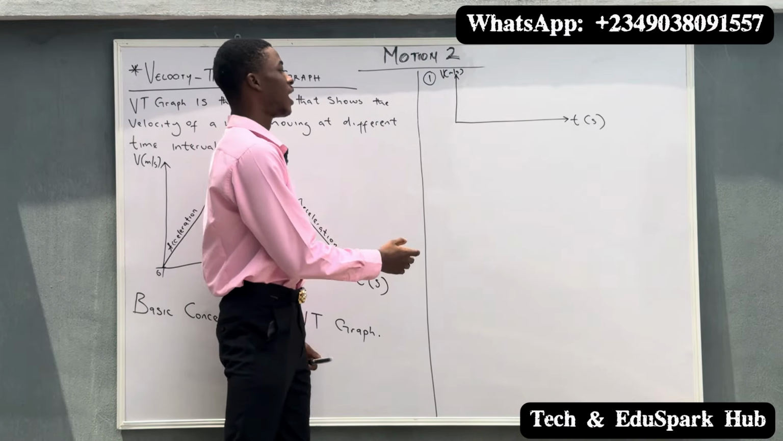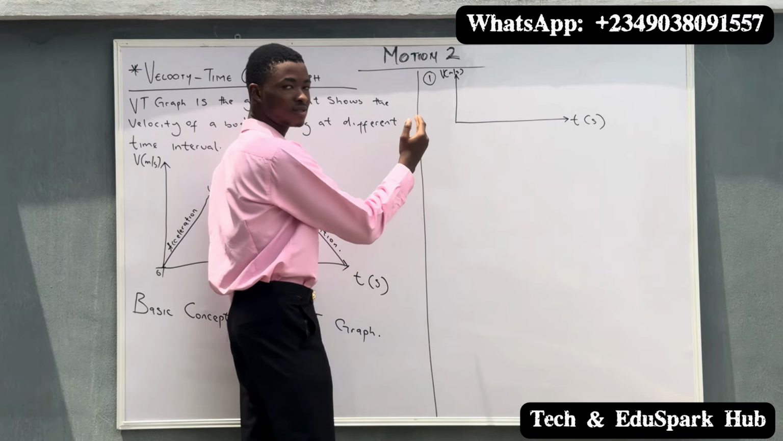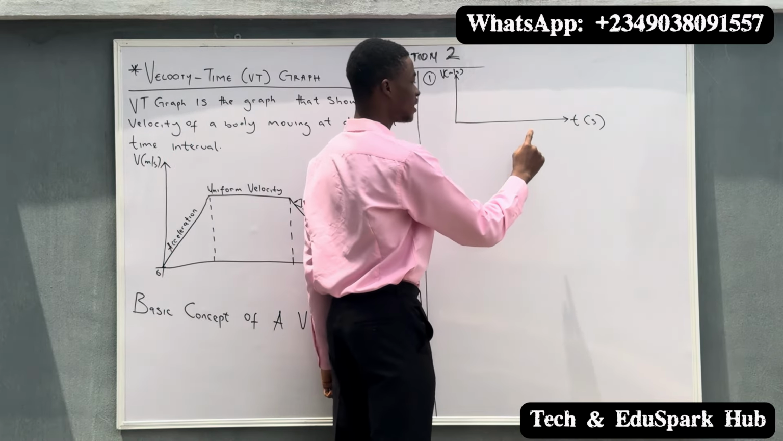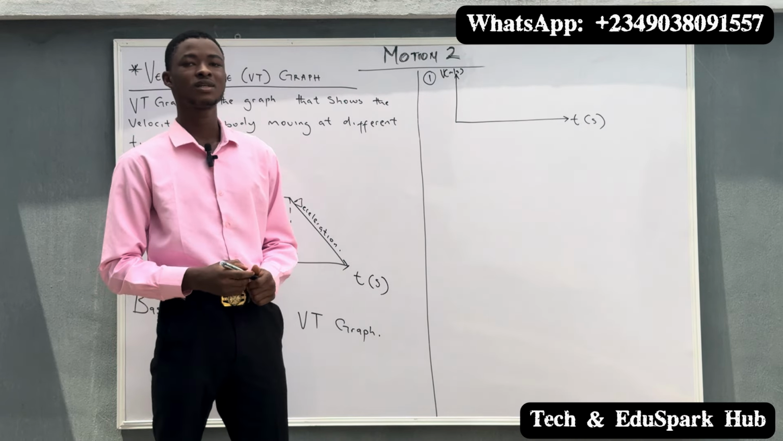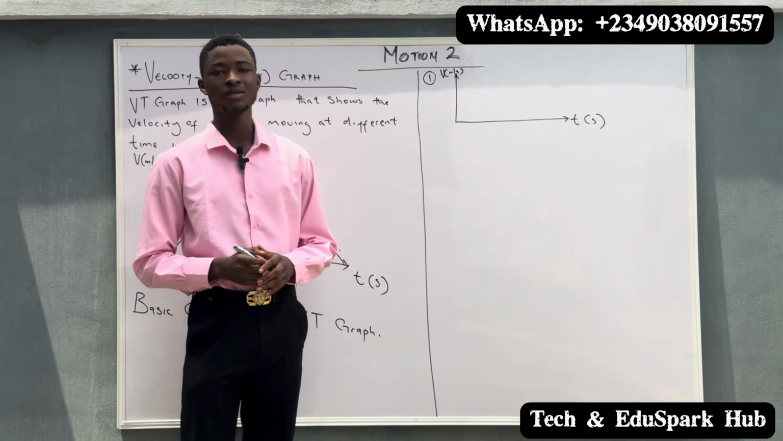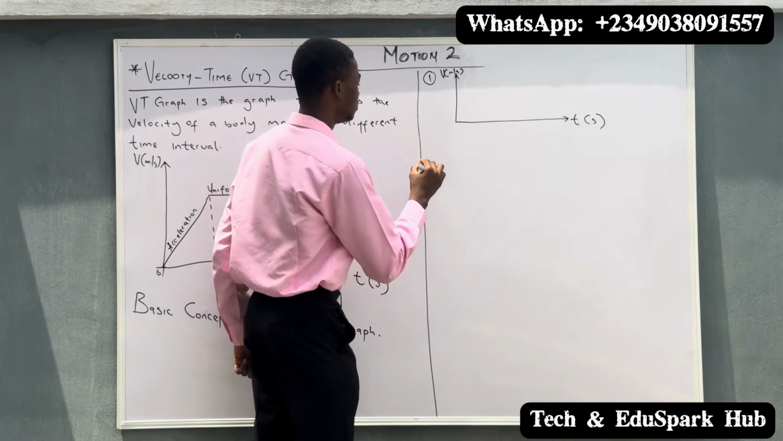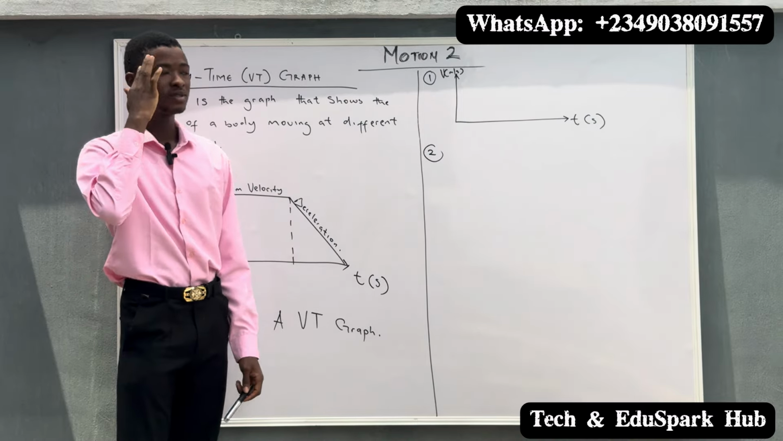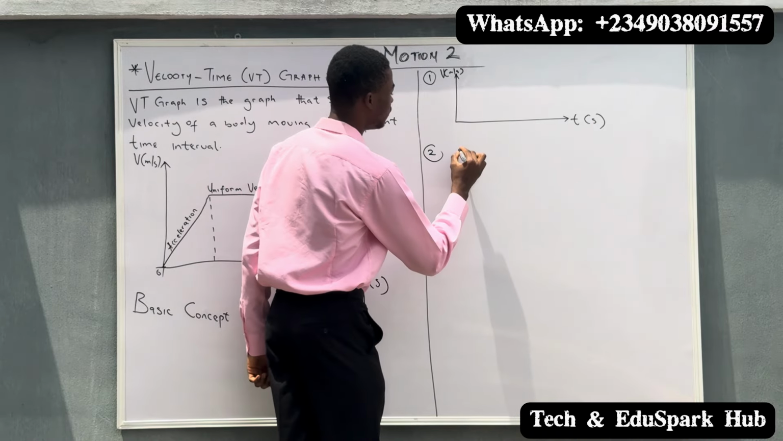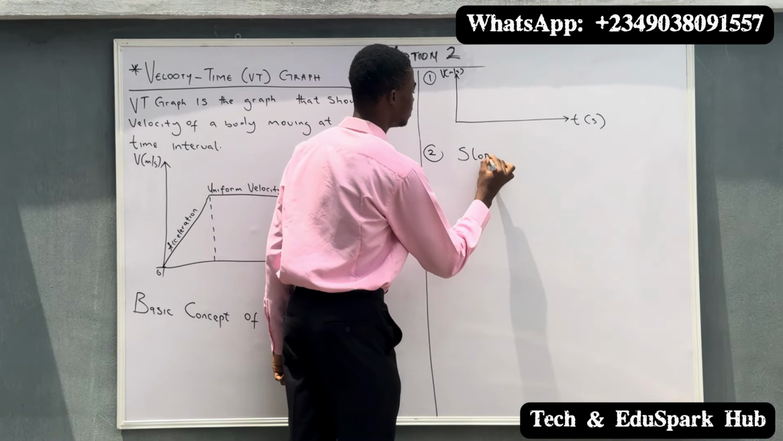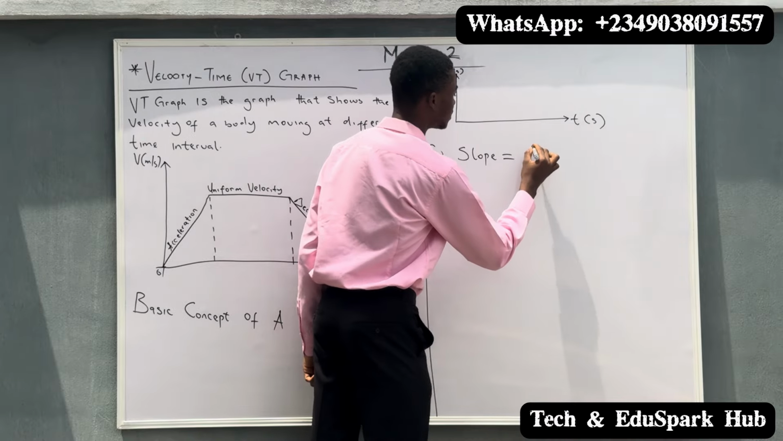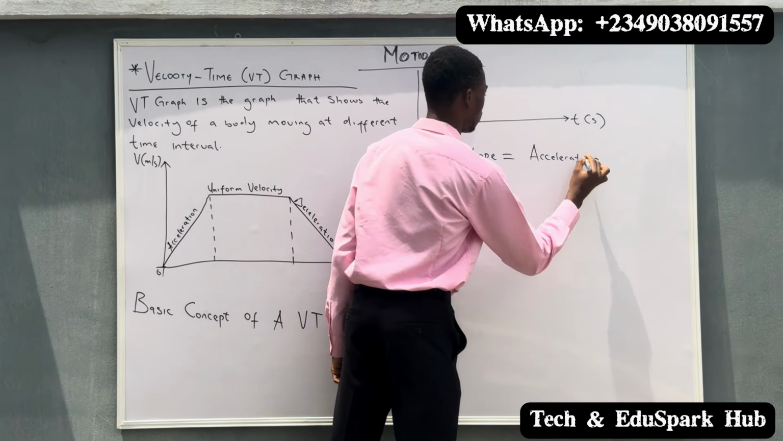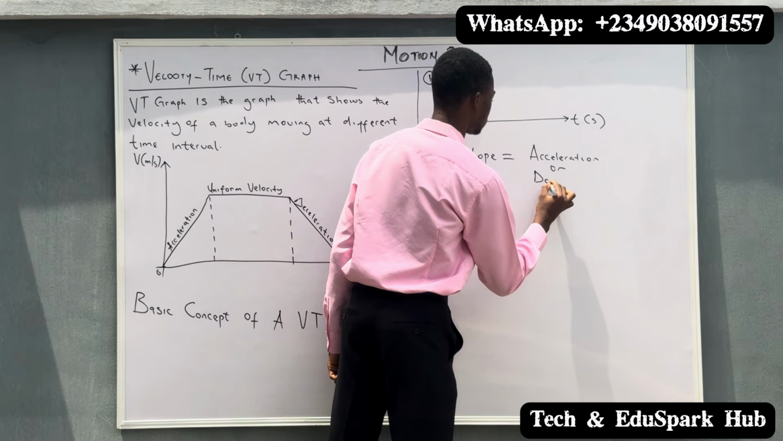Always know that at the vertical or y-axis, you have the velocity in meter per seconds, while at the horizontal or x-axis, you have the time in seconds. So this is the basic thing to know about the velocity time graph. And secondly, remember we said we'll be discussing three major points. So the second thing to know is that the slope of a velocity time graph, so you can see the slope, is always equal to acceleration or deceleration.